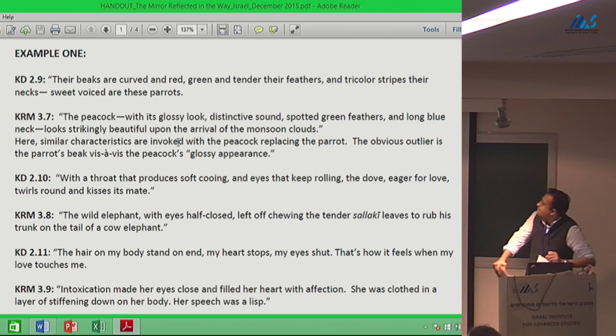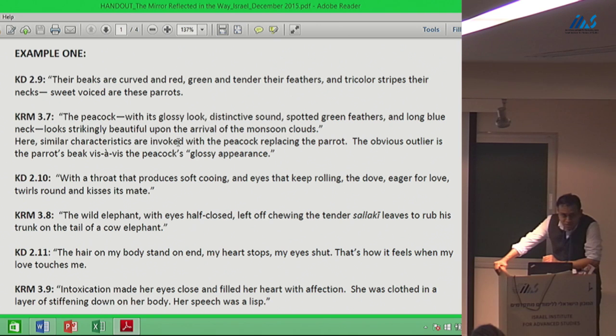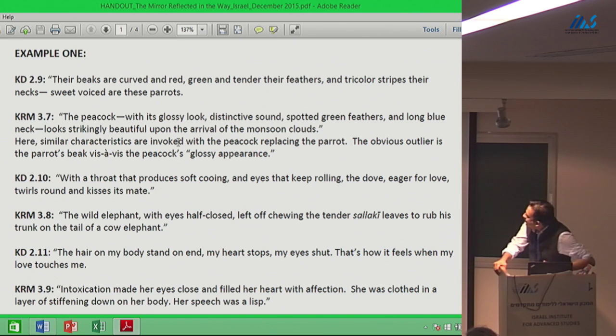For the Kavyadarsa, there are four different types of these jati. They're divided along genera. He calls it actions, attributes, and individual entities. In the first example, the most significant difference is that the animal changes, from the parrot of Dandin to the peacock. And that's the main change.